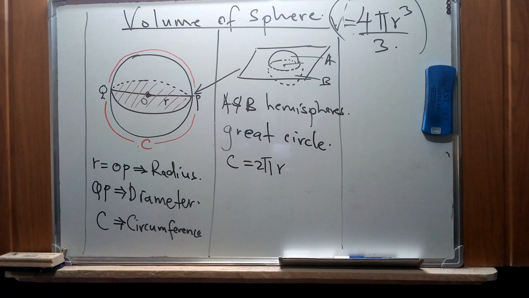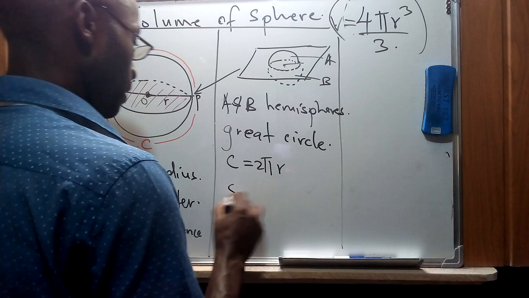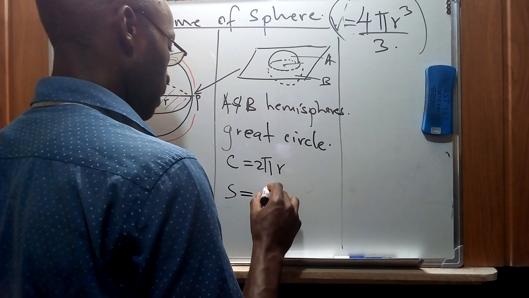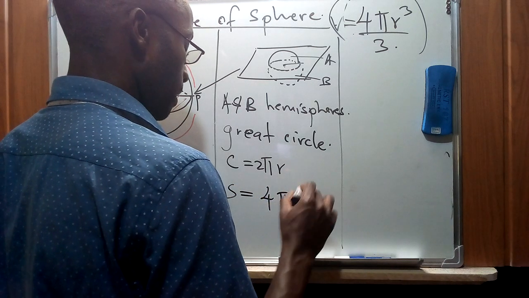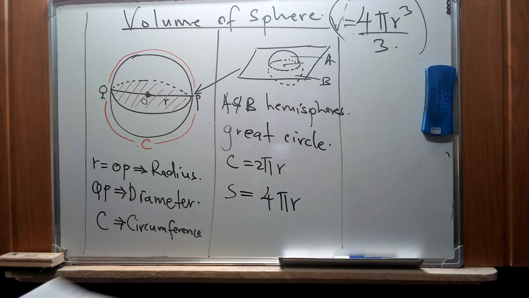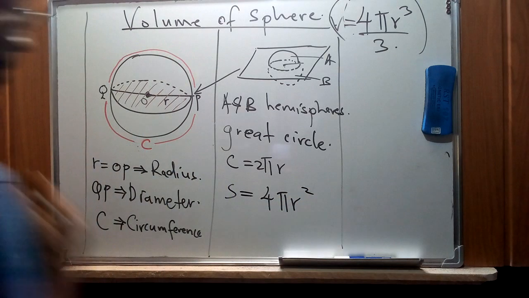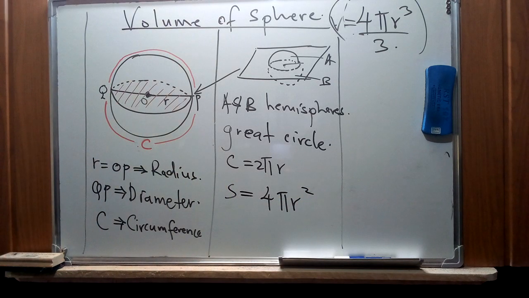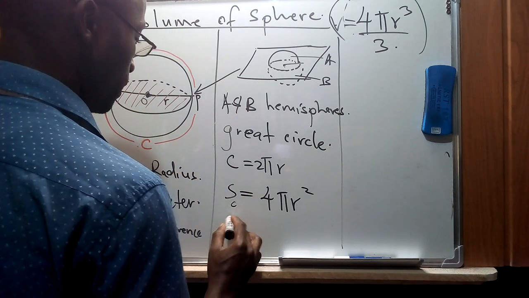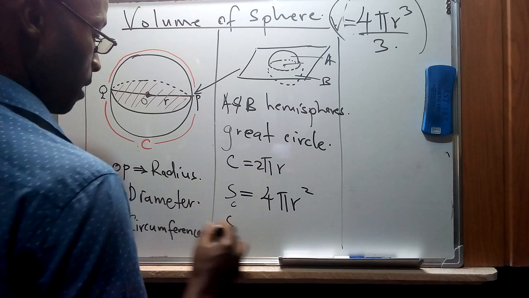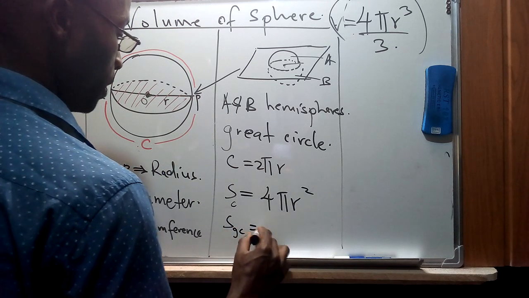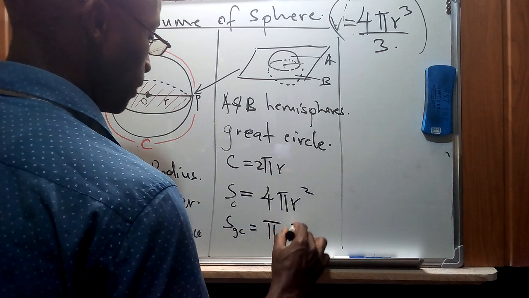and of course trying to find the surface area of this circle. Of course, we know the common surface area for the sphere. It is going to be 4 pi r squared. And we're going to see that the surface area, this is for the sphere. Now the surface area for the great circle will be pi r squared.